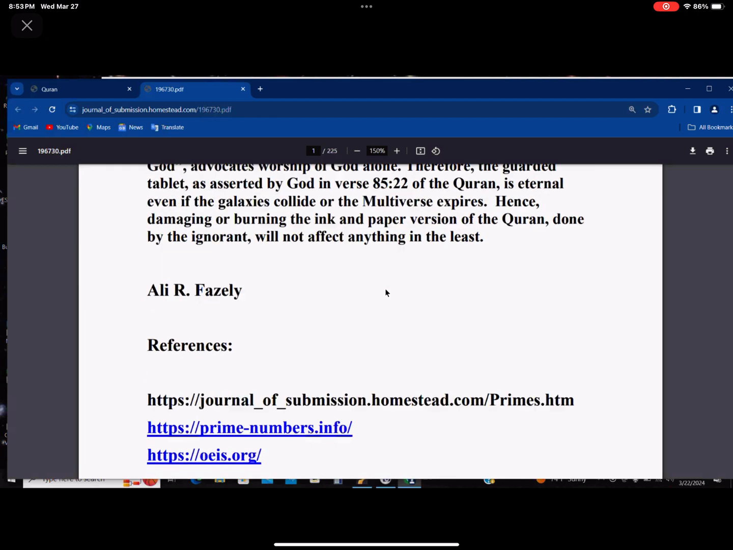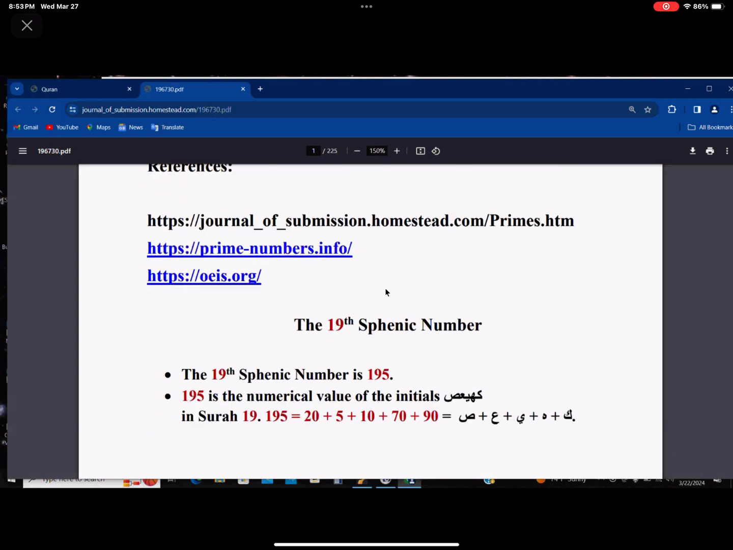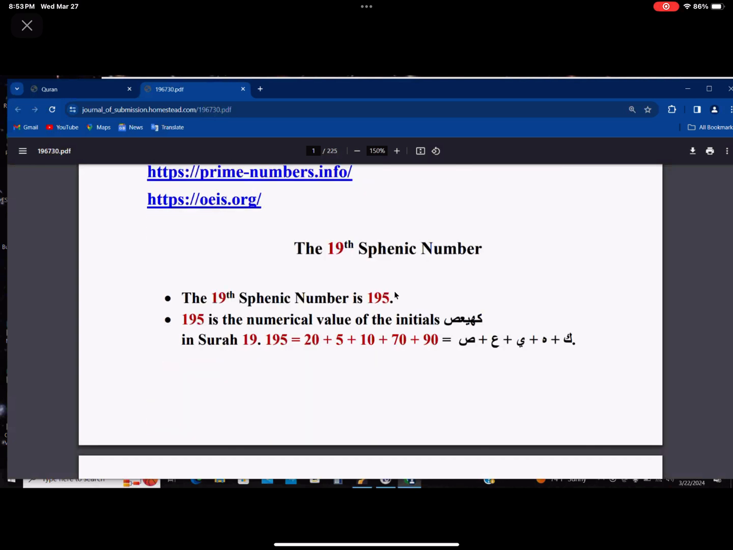Okay, so, the 19th Sphenic number. The stuff that I have no underlining, these are the stuff that we've known from the past. But as we see now, God is providing these other things that give more gravitas to this whole thing. And again, these are windows to paradise that God is showing us.